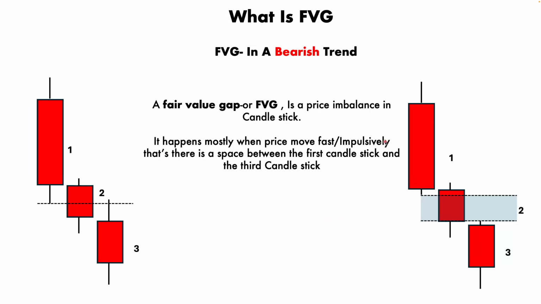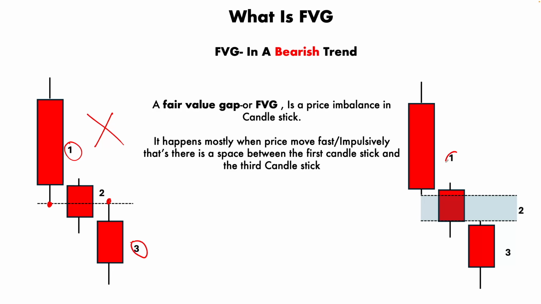So let's start. A fair value gap in a bearish trend is a price imbalance in candlesticks, and it happens mostly when price is moving too fast, like with these very big candlesticks in the market. In a bearish trend, you'll see it with the first candlestick and the third candlestick. Their wicks must not touch each other, like this one here. That means there is no fair value gap here. Price fills the fair value gap.